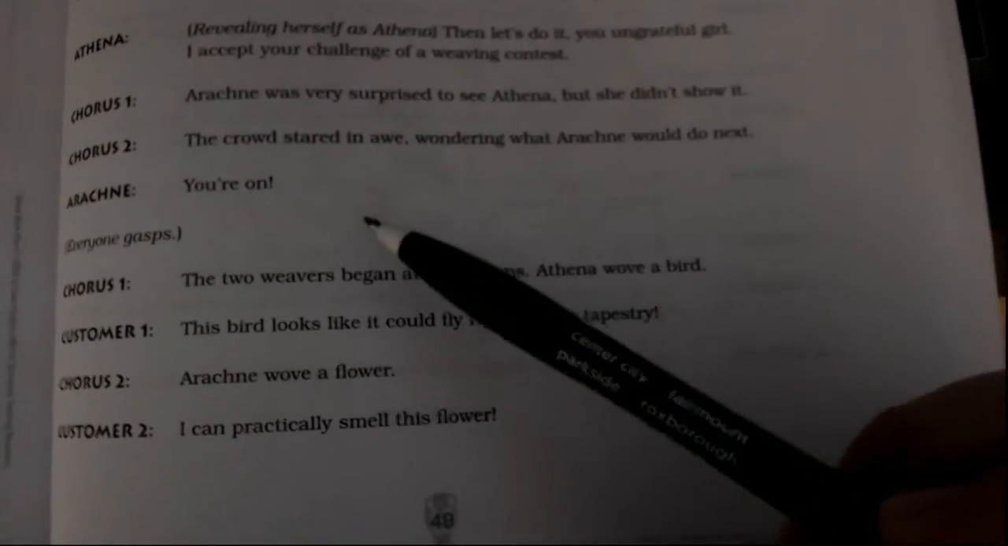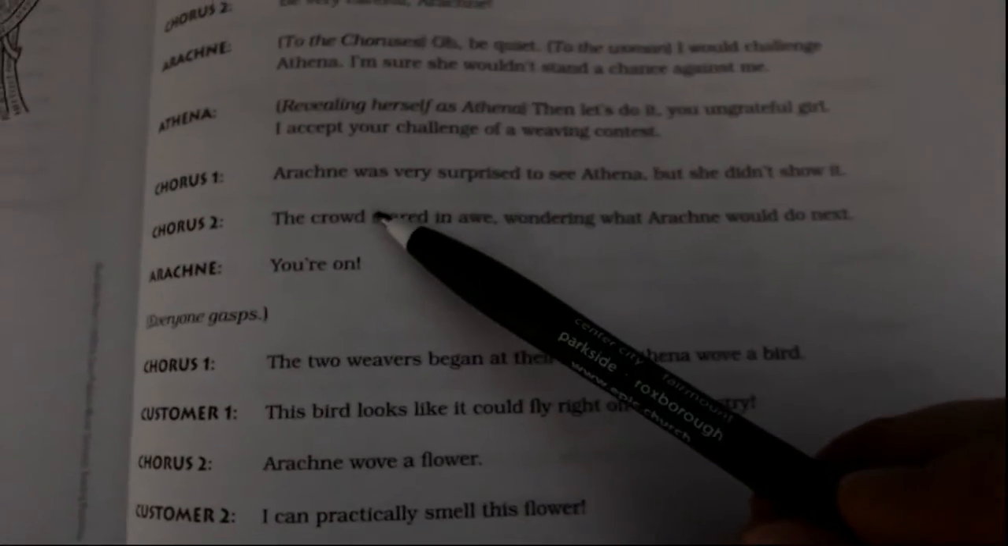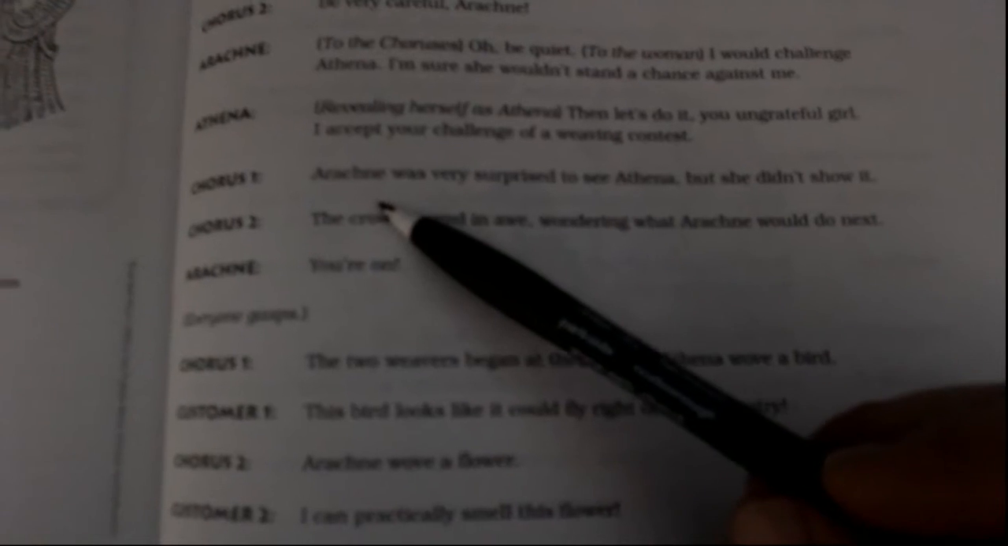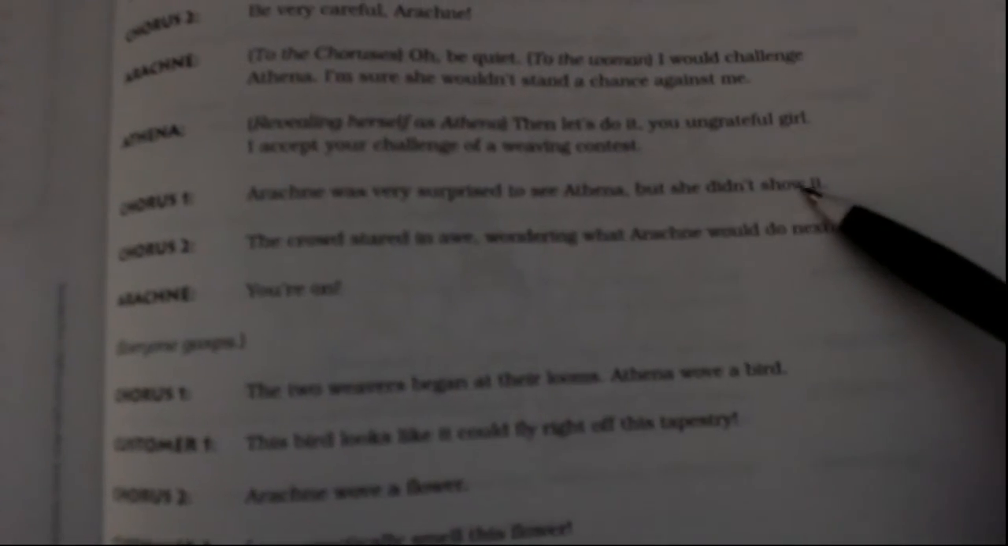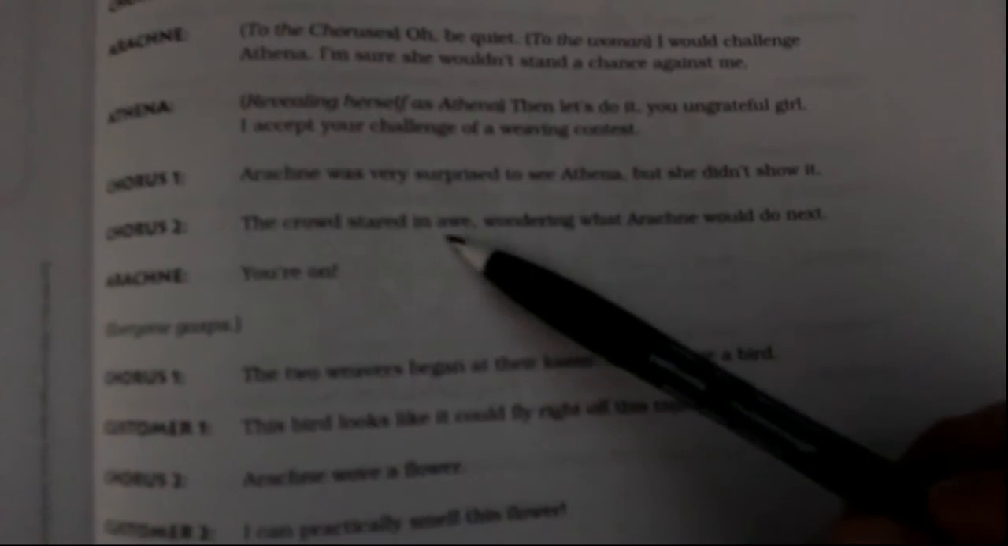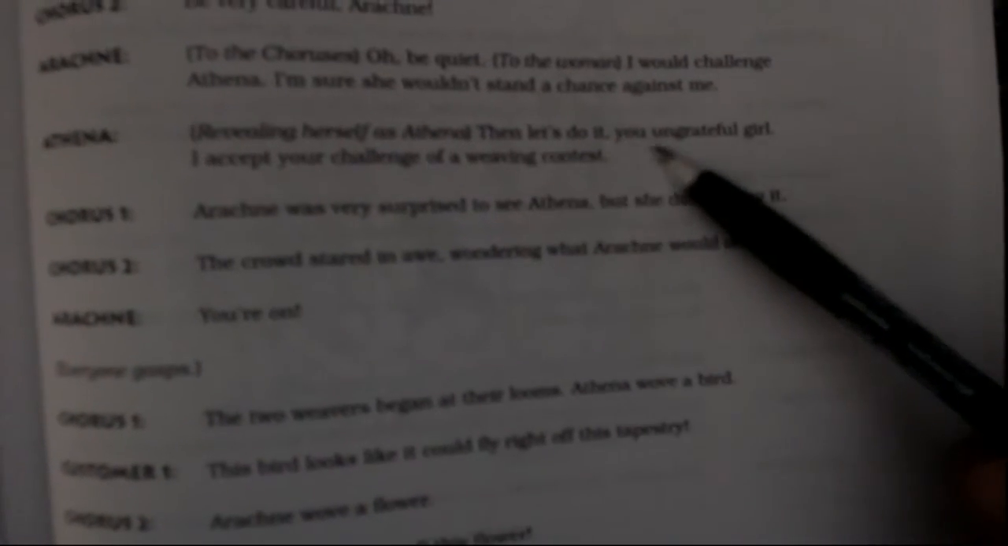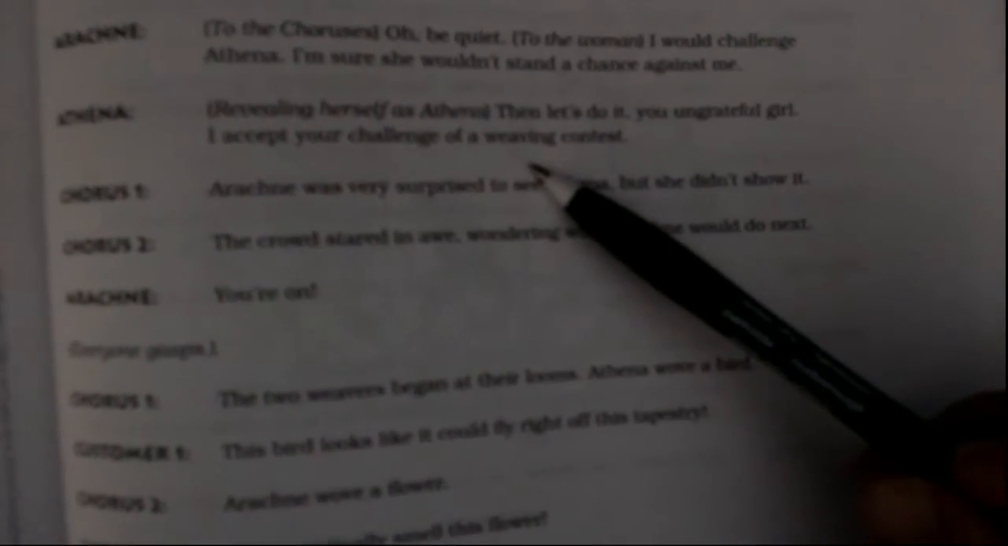It says right here, the crowd stared in awe. Arachne was very surprised to see Athena, but she didn't show it. The crowd stared in awe, wondering what Arachne would do next. Arachne said, "You're on." So right before that, Athena has said, "Then let's do it, you ungrateful girl. I accept your challenge of a weaving contest."